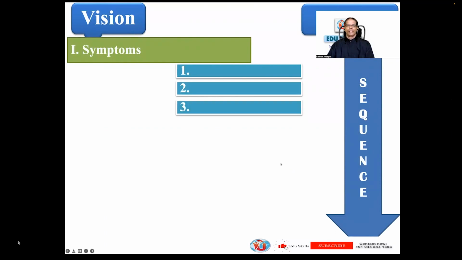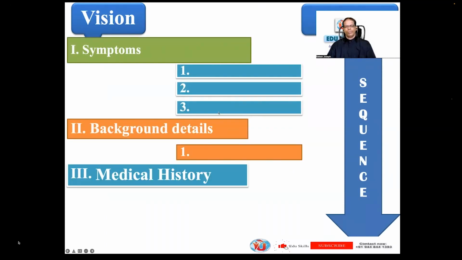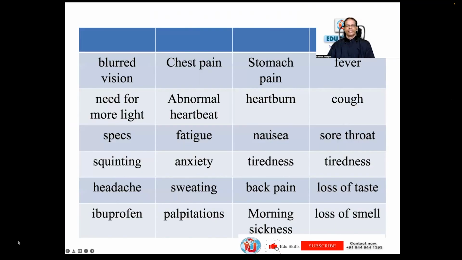That's a normal sequence I told you in all the texts. So this is the way the audio is given. Symptoms are given 1, 2, 3, 4, 5. Maybe more are there, but I have not given them because of the space. And then you have background details. Then you have medical history and the next step. Okay, these are the headings.